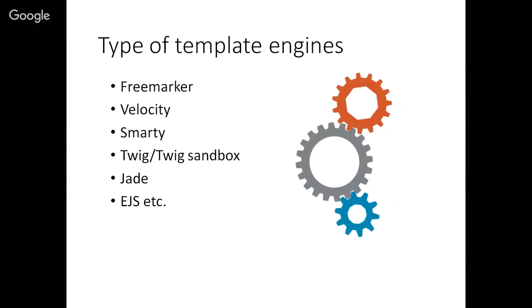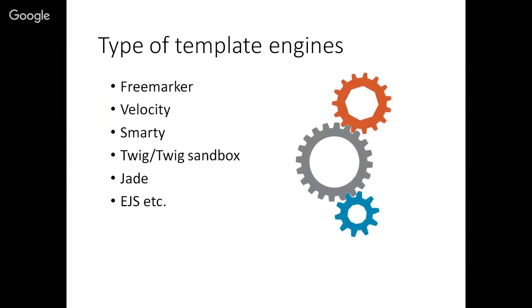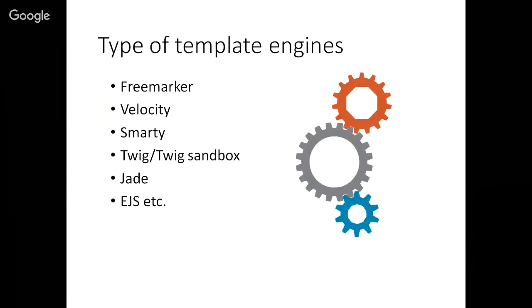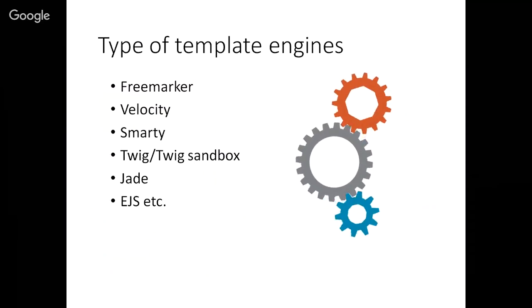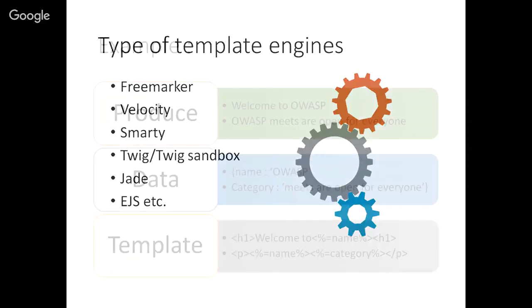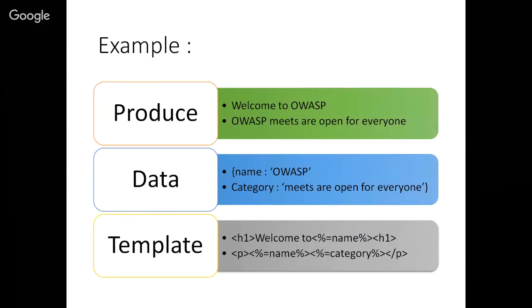Now, there are different kinds of template engines: FreeMarker, Velocity, Twig, Jade, EJS. There are a lot more out there. So is there any doubt about what a template engine or template is? Is it clear to all? Yes, sir. It's all fine. Fine. Okay.